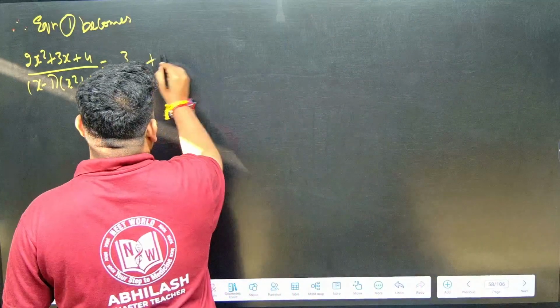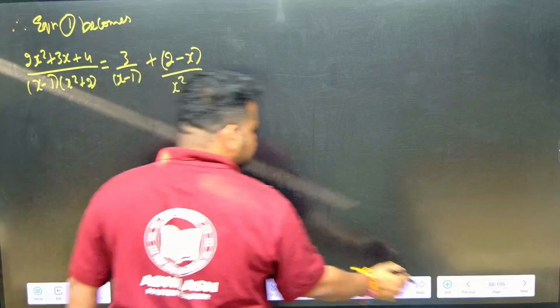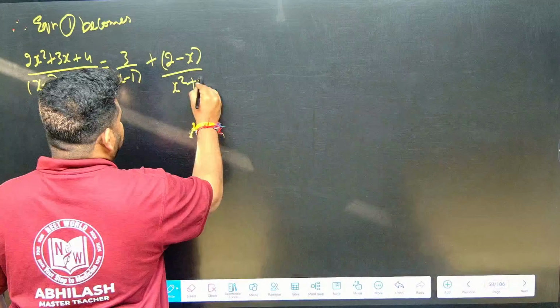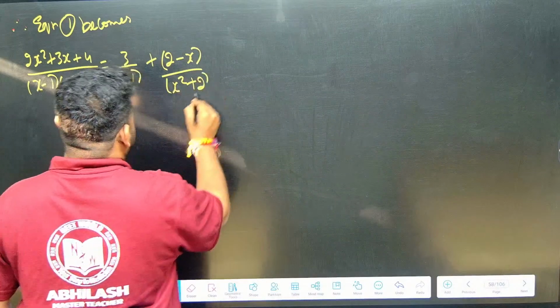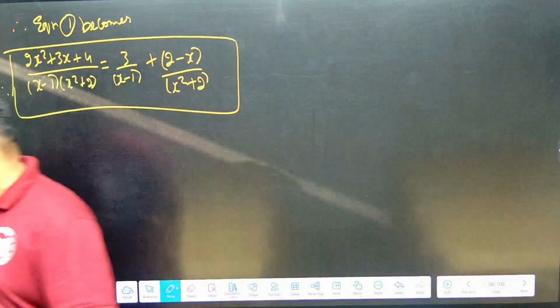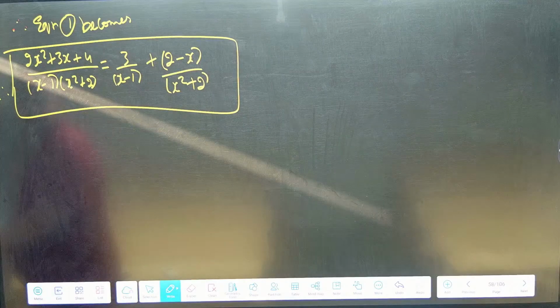I can write it as 2 minus x, because b is minus 1, by x square plus 2. This is what we have, friends. This is the final answer. This is the final partial fraction. Clear, friends? This is the way you have to solve this question. 3 by x minus 1 plus 2 minus x by x square plus 2.